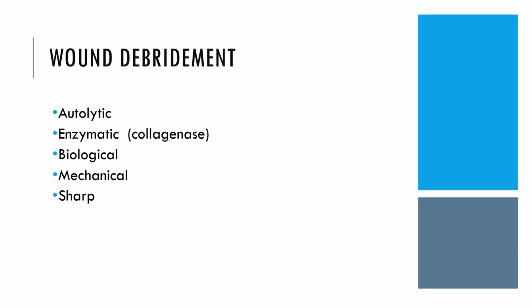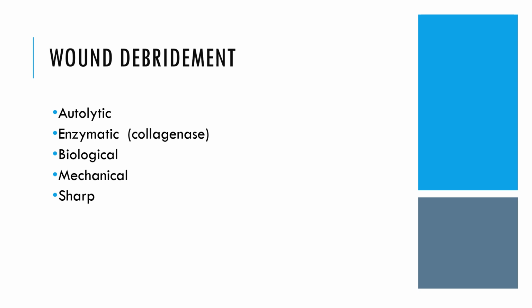Next is wound debridement. Previously, we discussed the presence of yellow slough or black eschar over the wound that hinders wound healing. So to remove the slough or eschar, there are different debridement methods used in the clinical area.